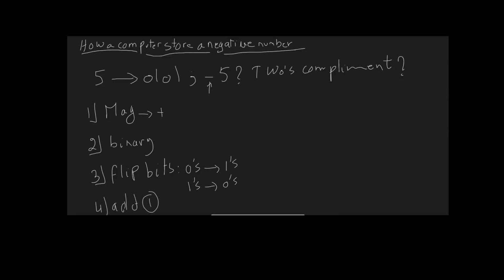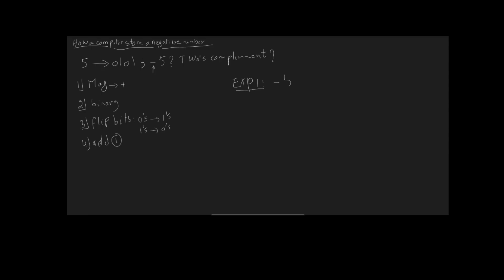So let's do a quick example. Let's see how a computer stores negative 5. Step 1, we need to find the magnitude of negative 5, and this will be plus 5. In step 2, we need to find the binary format of number 5. We already learned this in a previous video, but let's do it really quick. Let me store the remainder here. 5 divided by 2 is 2 with remainder 1. 2 divided by 2 is 1 with remainder 0.